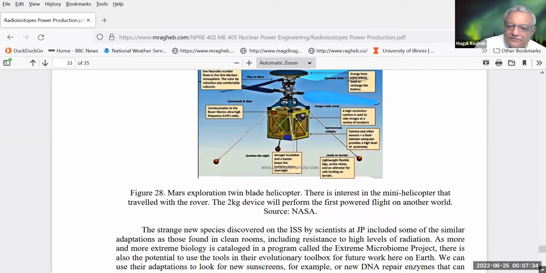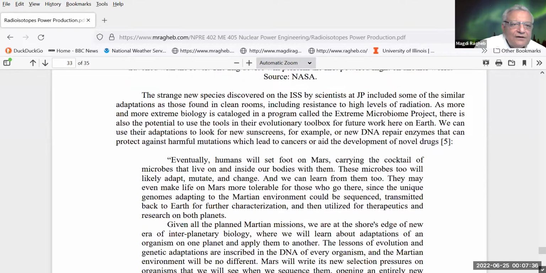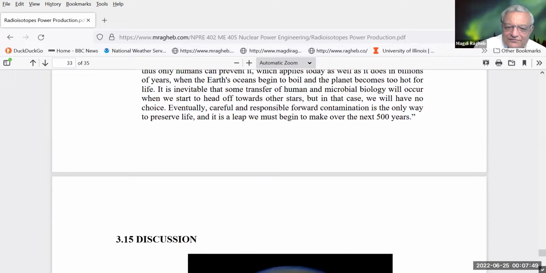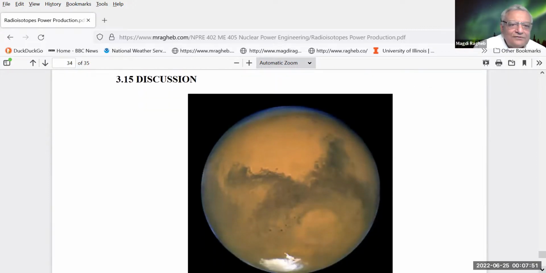And this is going on, and eventually humans will set foot on Mars, carrying the cocktail of microbes that live on and inside our bodies with them. So we are going to turn Mars into something similar to the Earth.